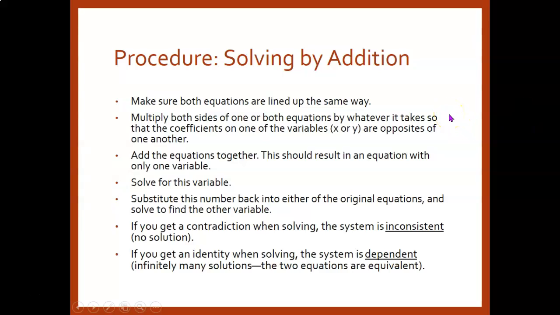And the other thing that could happen is that both the variables get eliminated, but you get something that is true, like 0 equals 0, an identity. And if that happens, that means your system is dependent. It has infinitely many solutions because the two equations are equivalent to one another. So anything that works in one of them is going to work in the other one as well. They represent the same line.